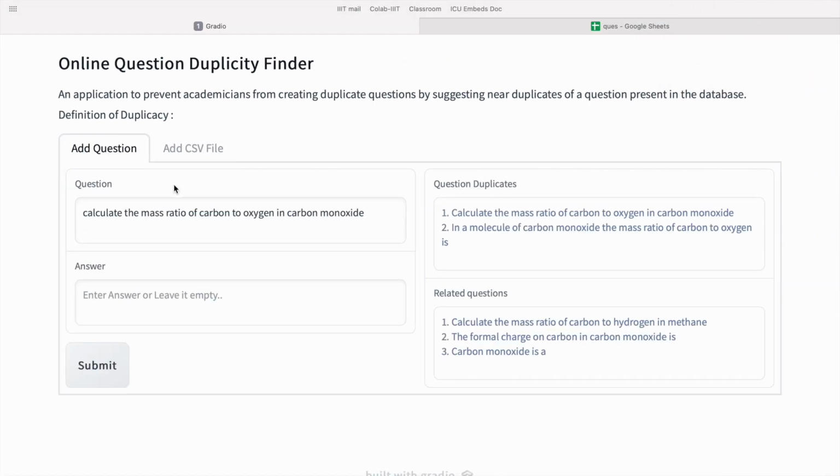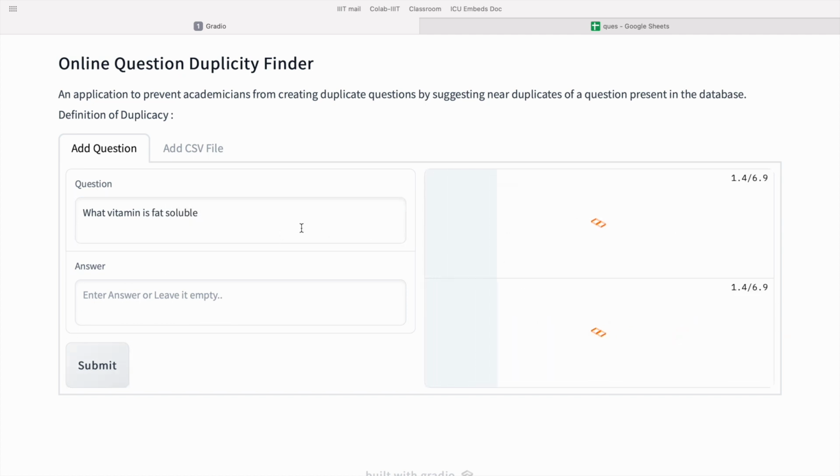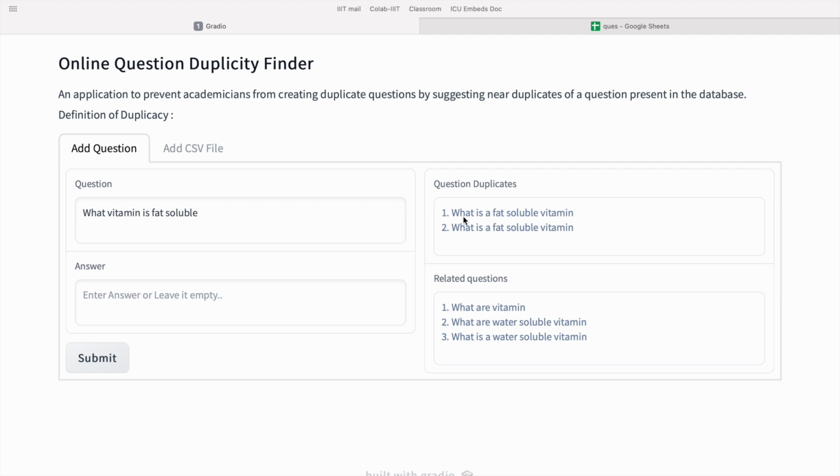The third feature of our model is that, as you might have seen, there is this answer input box here. So let's say I enter a question, the same question: what vitamin is fat soluble? If I do not provide any answer, it will go through the same path as we have seen before. So it gave us two duplicates and two related questions.